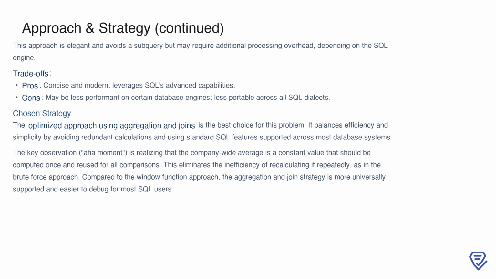Using window functions introduces a modern and concise way to solve this problem. Here, we calculate the company-wide average salary directly using a window function, such as AVG(salary) OVER. This eliminates the need for a subquery, as the company average is computed once across all rows. The department-wise averages can still be calculated using GROUP BY, and comparisons can be handled with a CASE statement.